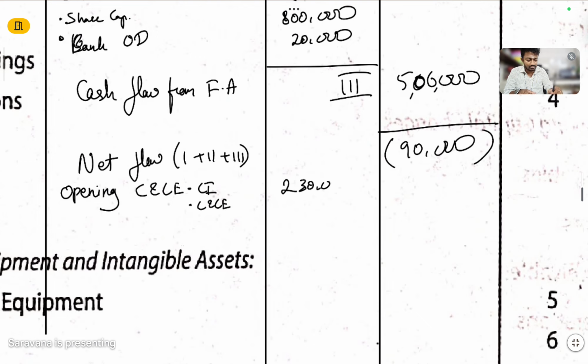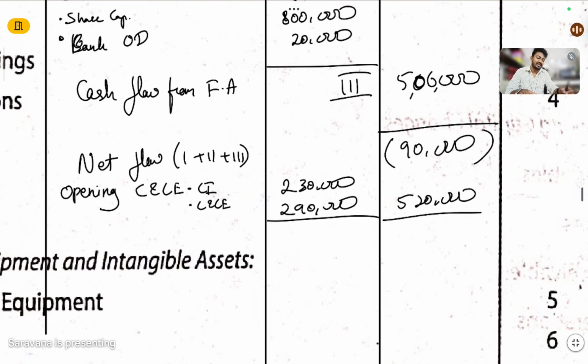2,30,000 plus 2,90,000. Add it, and you get 5,20,000. So if you subtract 90,000 from 5 lakh 20, you are getting 4 lakh 30,000. Okay?